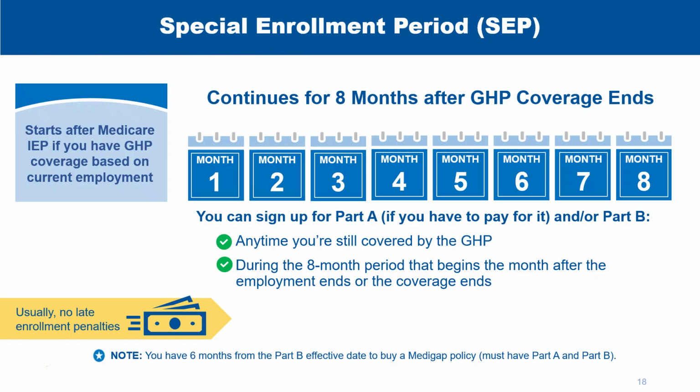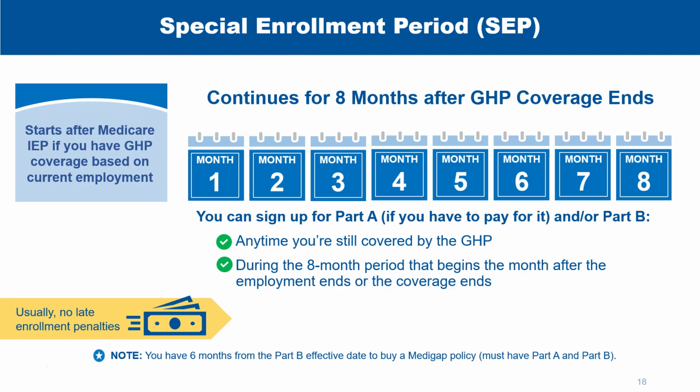During the 8-month period that begins the month after the employment ends or the coverage ends, you can apply for Medicare. But it is not mandatory if you're still covered by your group health plan. So if you're still working after the age of 65, you're covered by your group health plan, and then you stop working, you can apply for your Medicare without penalty. It is not mandatory for you to apply for your Part A or B, but most people apply for their Part A hospital insurance because it's free if you work 10 years or more and paid FICA taxes.